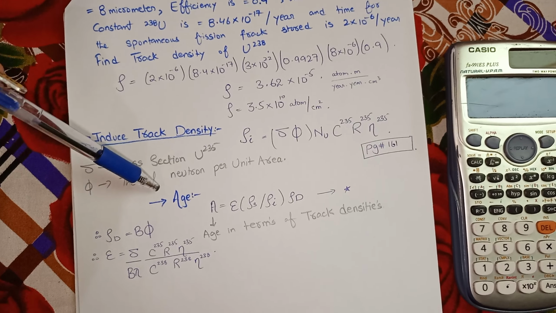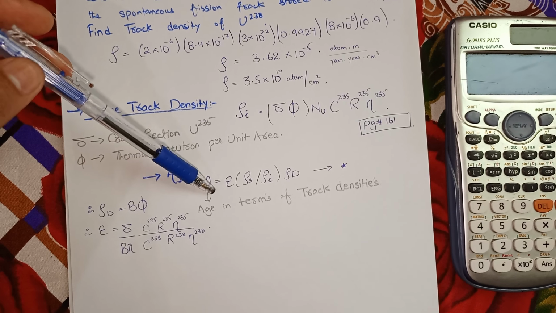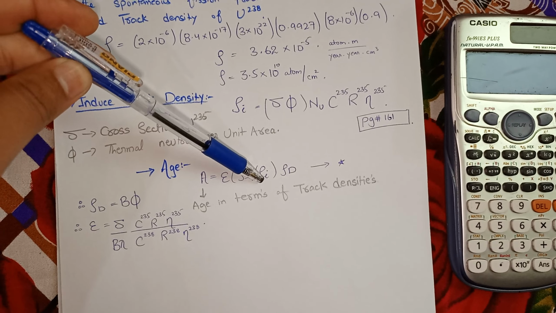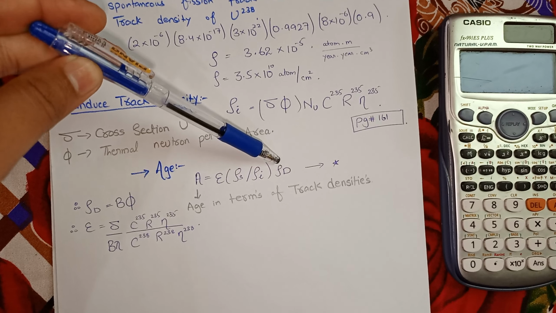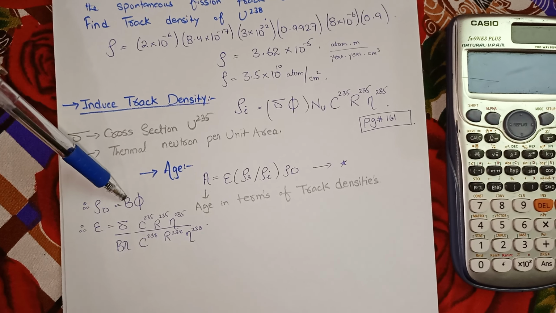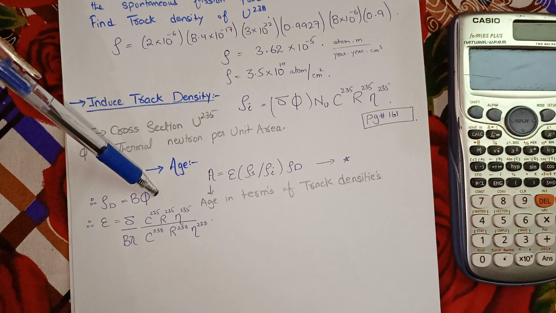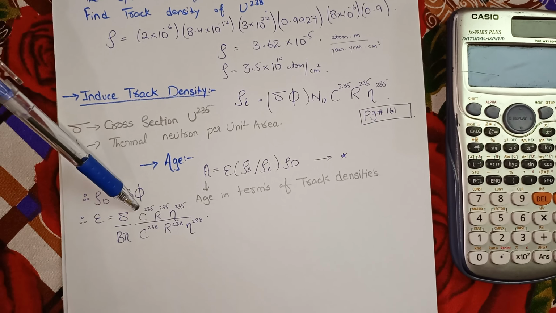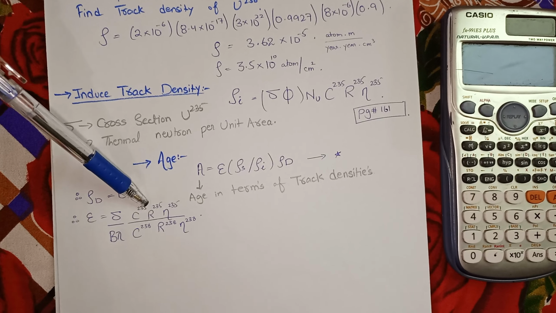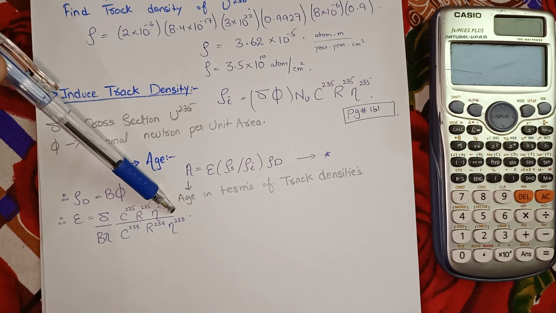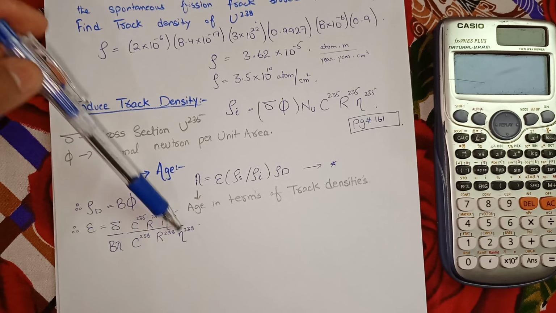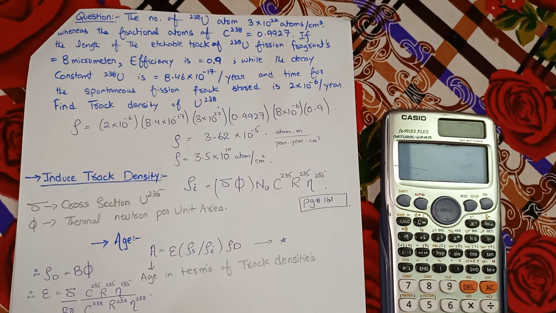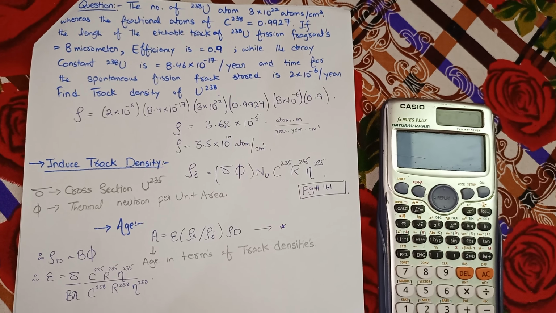If you want to find age, here is how: age is equal to summation multiplied by rho s, the spontaneous track density, divided by the induced track density multiplied by another rho d, whereas rho d is basically equal to b psi. Understood? Whereas this summation is equal to sigma divided by b lambda, c235 r235 eta 235 divided by c238 r238 and eta 238. So this is our numerical problem session of principles, matters and applications of nuclear tracks.